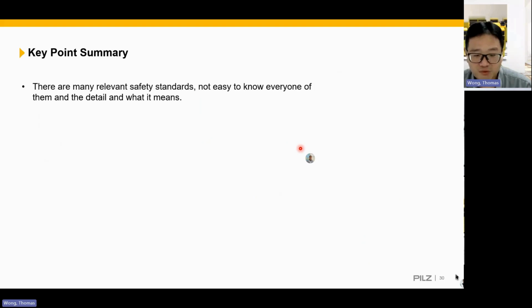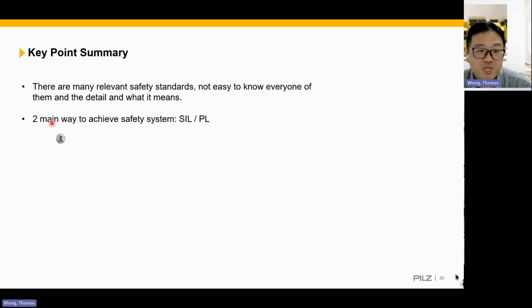So what are some of the key summaries to look at? There are many relevant safety standards in the market itself. As mentioned just now, there are quite a few standards, and it's not easy for everybody to know every one of them, and what the details inside are. And even if you have the detail, what does it actually mean? It's very complex. So if you're not sure, it's best to check with us.